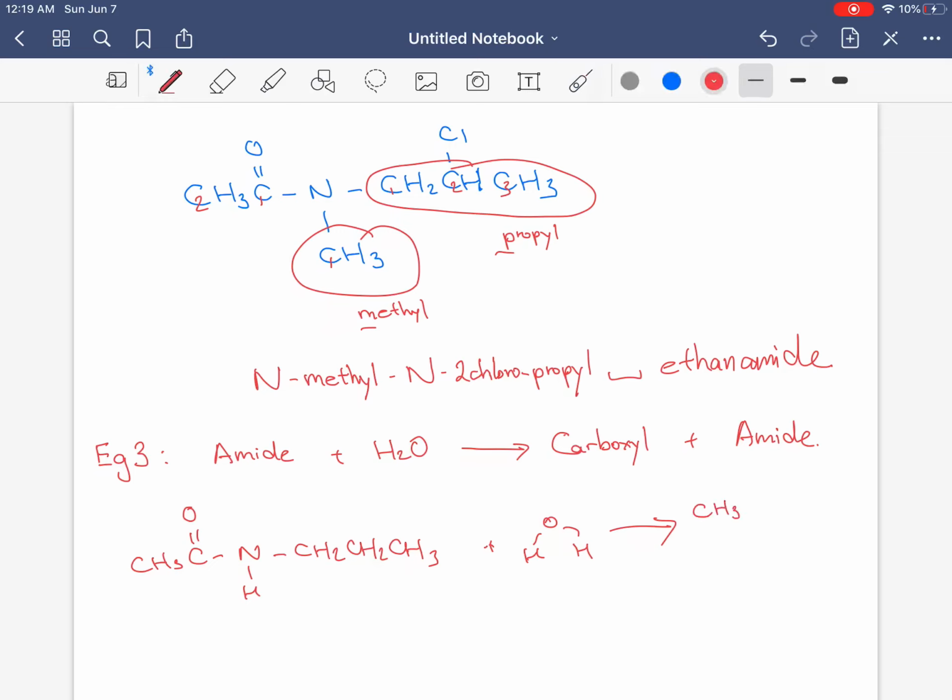So what you're going to get is ethanoic acid plus propylamine. Okay. So just a reverse of amide formation. All right. I think that's it. Okay, there's not much. I don't think I need to give you another example. And hopefully you understood everything that we talked about today with amine reactions.